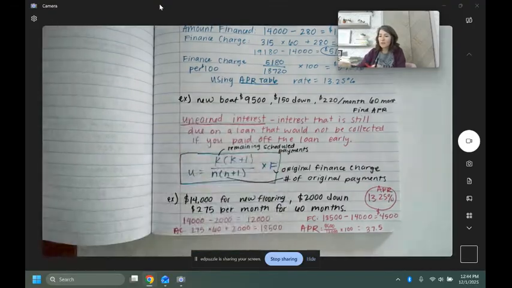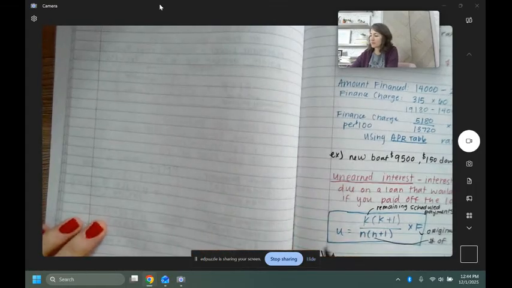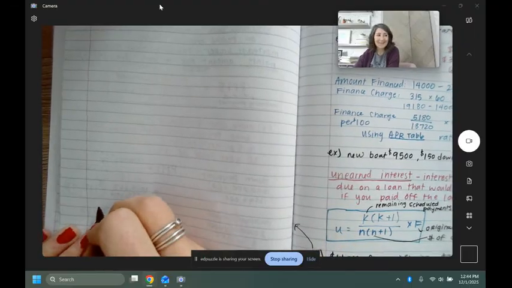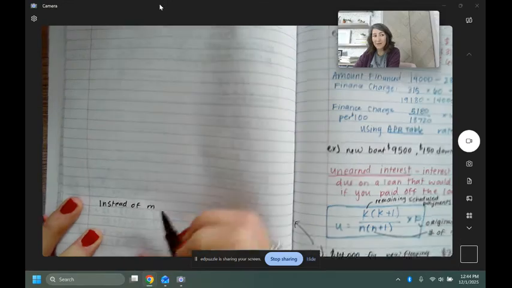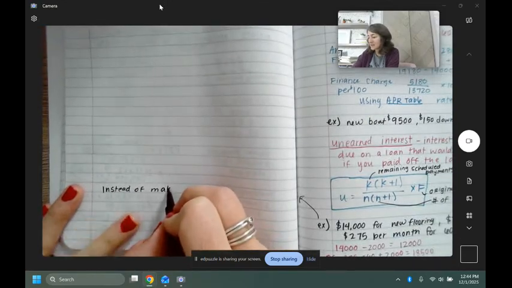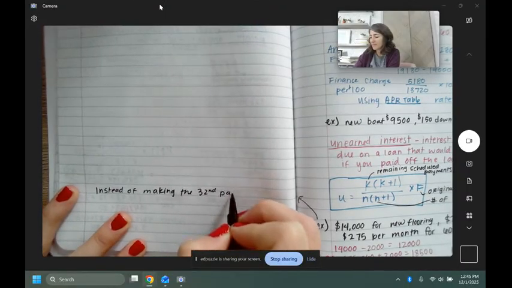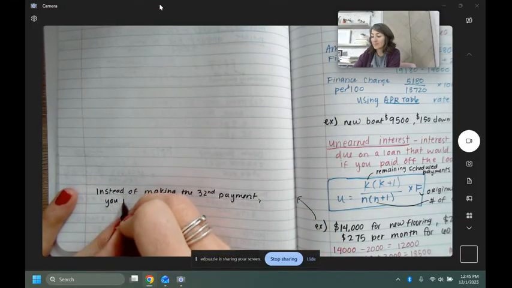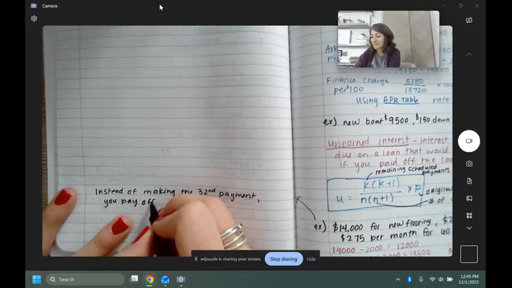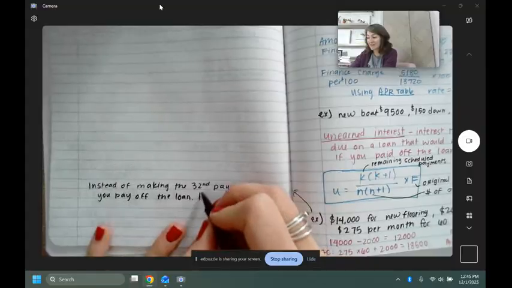All right, then right over here, let's go ahead and calculate the unearned interest. Instead of making the 32nd payment, you pay off the loan. How much interest did you save?